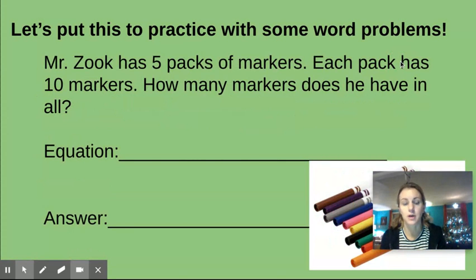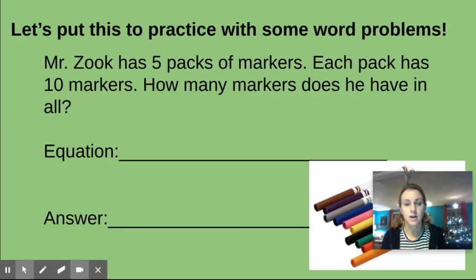Here's the next word problem that we're going to look at. It's about Mr. Zook. Mr. Zook has 5 packs of markers. Each pack has 10 markers. How many markers does he have in all? So I'm going to read it one more time, and I want you to think about what is the equation that matches this word problem, and what's the answer with a label.